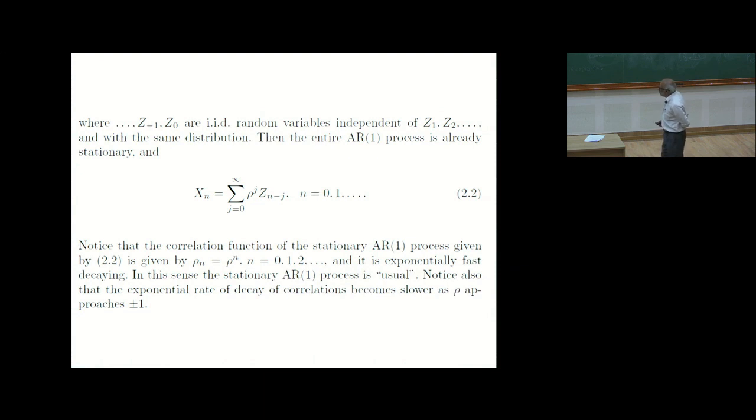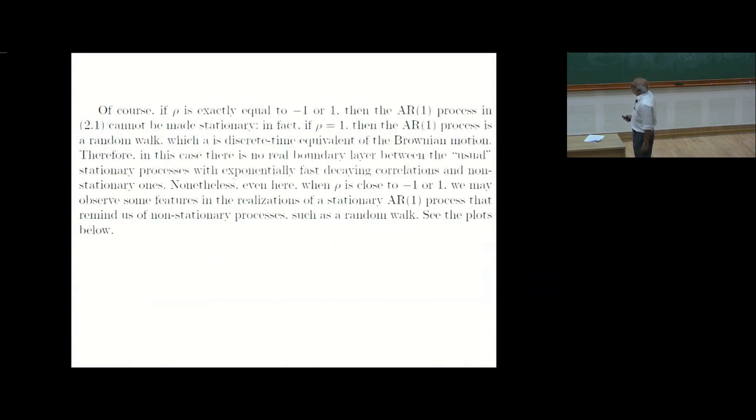Notice also that the exponential decay becomes slower as rho approaches plus or minus 1, which we know, since mod x to the power of n goes to 0 if mod x is strictly less than 1. And if rho is plus or minus 1, then it cannot be made stationary. That is 2.1 here. So the entire process is already stationary, and notice that it is again given by this. In this sense, this is the usual process.